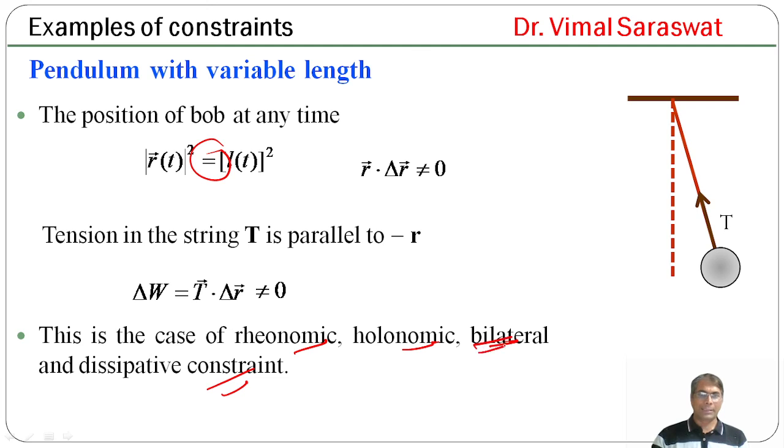So it is a bilateral constraint, and the total mechanical work, or the work done by the constraint force, is not 0. So this is a dissipative constraint. So a pendulum with variable length is the case of a rheonomic, holonomic, bilateral and dissipative constraint.